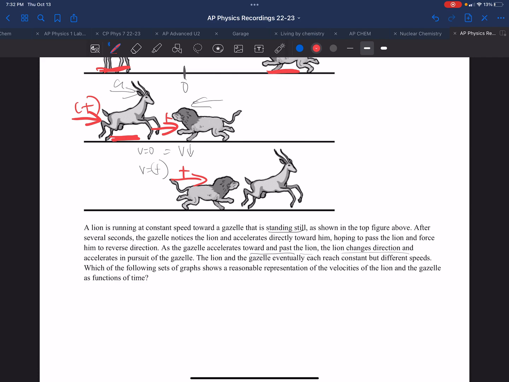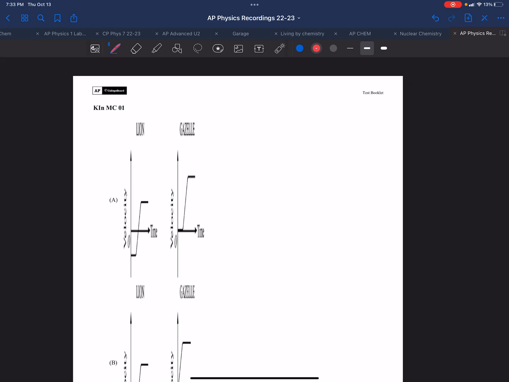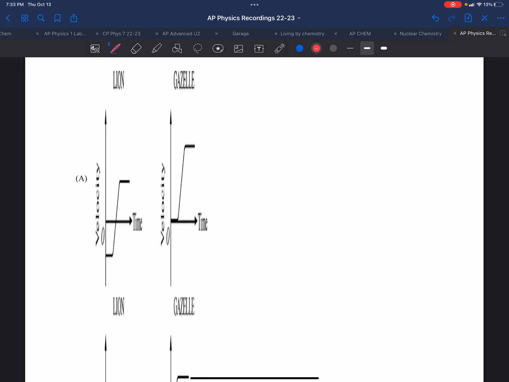All right, so the lion eventually reaches constant but different speeds. Which one shows a reasonable representation of the velocities? This is kind of distorted. So whenever we look at the graph, the first thing we want to consider is the y-intercept, the initial conditions.